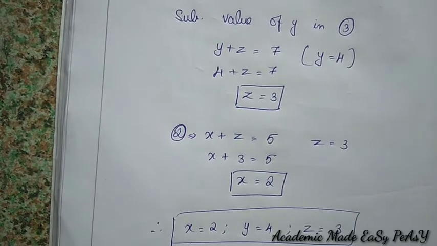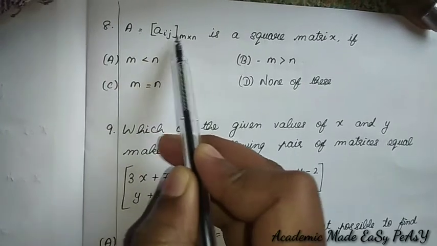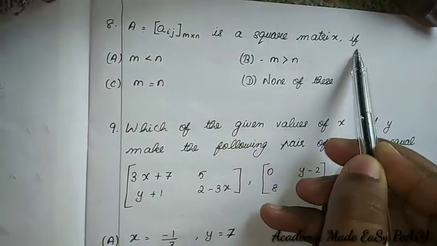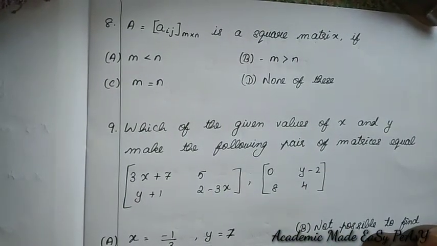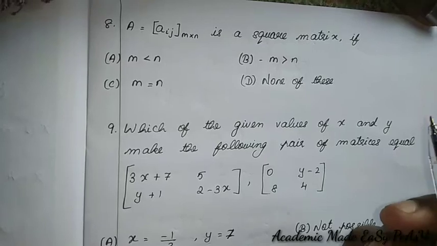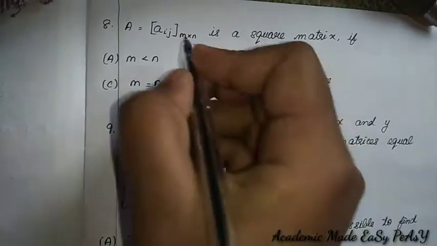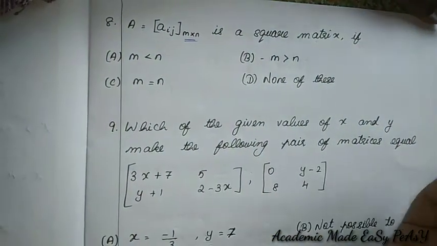That's it. Question 8. A is equal to [aij] m by n is a square matrix if... So what is the condition for a square matrix? m should be equal to n, isn't it? So that is the condition for a square matrix. That is the order here. It should be 1 by 1, or 2 by 2, or 3 by 3, or 4 by 4.